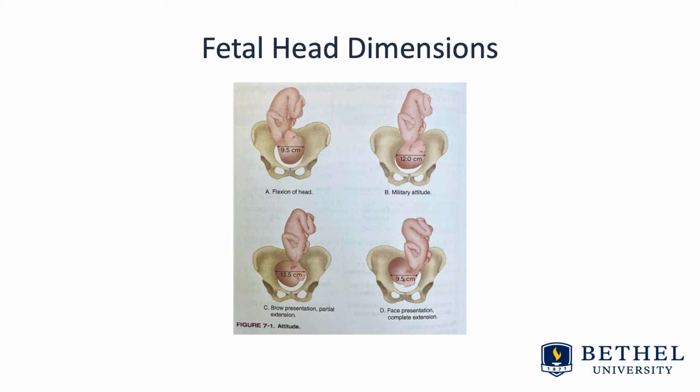So that's our occipitofrontal presentation. And then in the bottom left, we have our brow presentation or vertical mental, and that's the one that's about 13.5 centimeters in diameter. And then lastly, in that bottom right, we have our face presentation, also known as submentobregmatic, and that's 9.5 centimeters. And again, if we're referring to flexion of the fetal head, we can call that attitude.